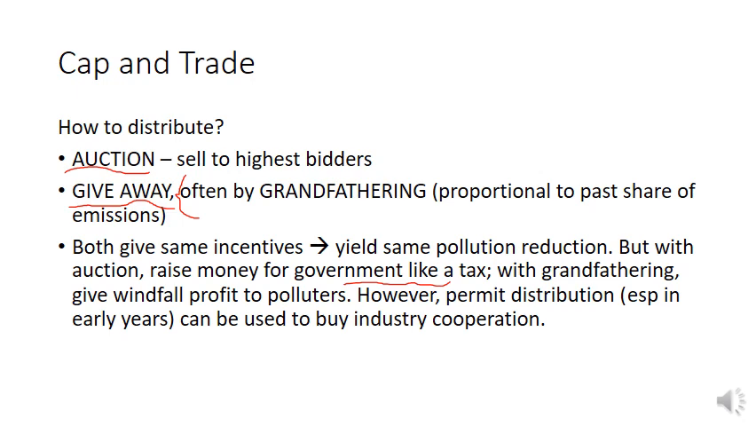And because of that, we see the same sort of pollution reduction, because if you just give them away, the green firm will sell its permits to the brown firm. If you auction them off, the brown firm will bid more for permits. However, keeping in mind that political economy is also important here, giving them away might build goodwill with these polluters and can be used as buy-in for industry cooperation.